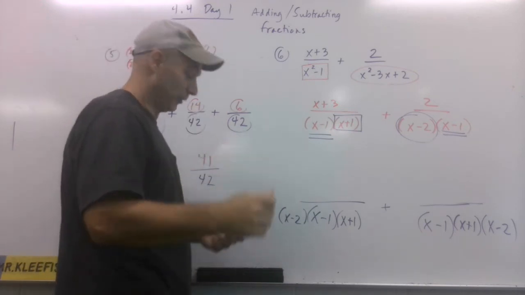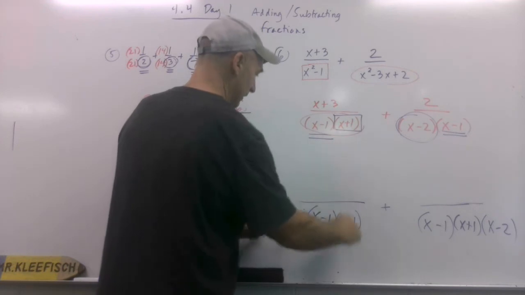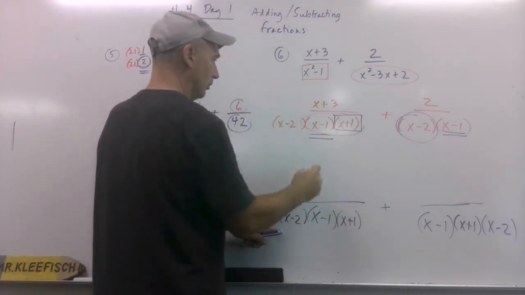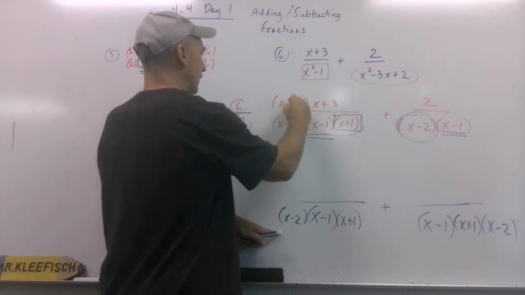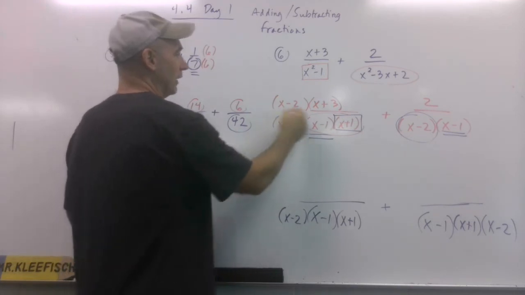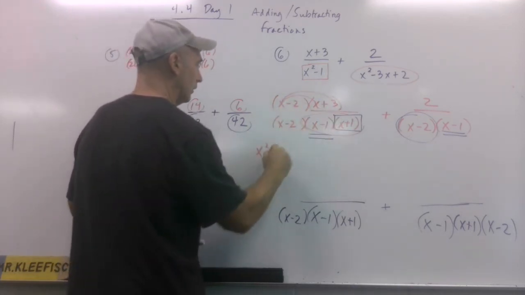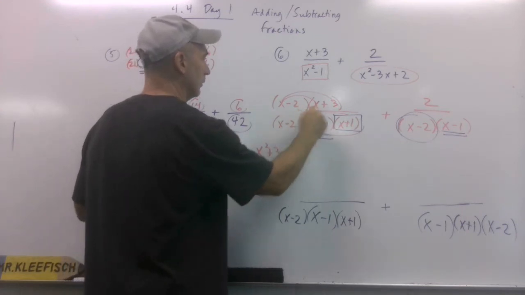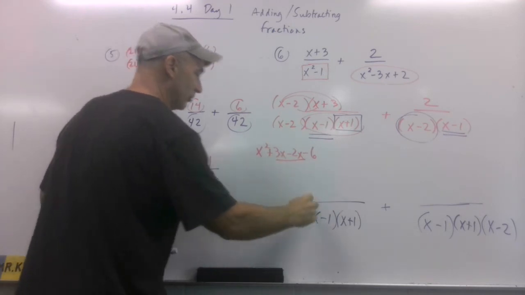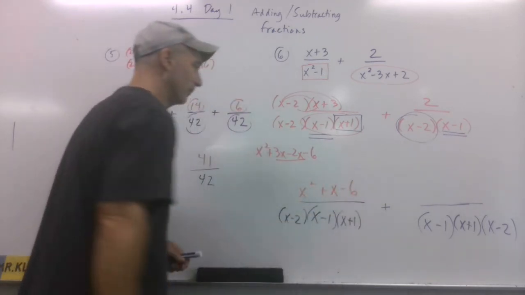Now you got to ask yourself the question, what do I need to multiply this denominator by to get me that? Well, that would be x minus 2. But then I need to do the same thing to the top. Now I'm going to put parentheses around this because voila, we have a FOIL problem. So x times x is x squared, 3x, negative 2x, minus 6. I'm going to add these like terms and go x squared plus x minus 6.